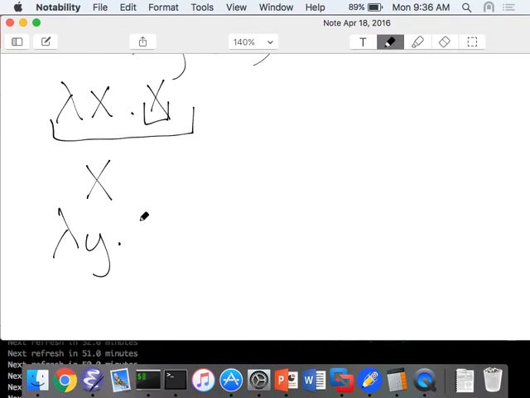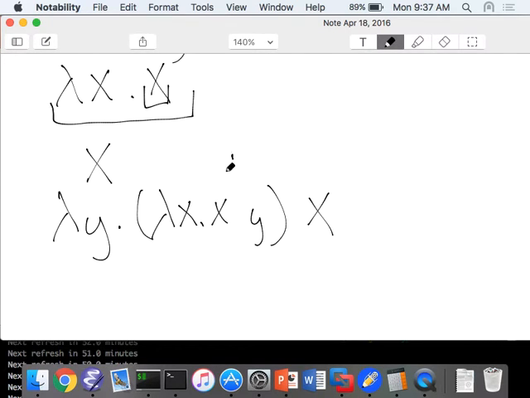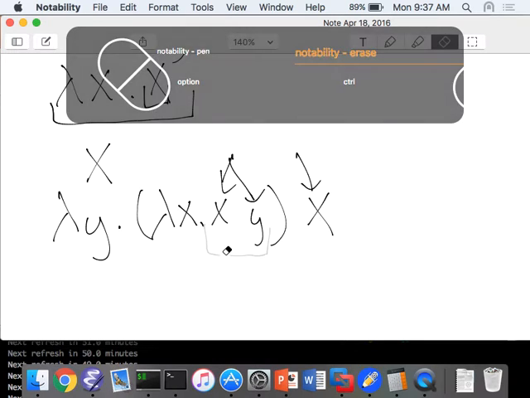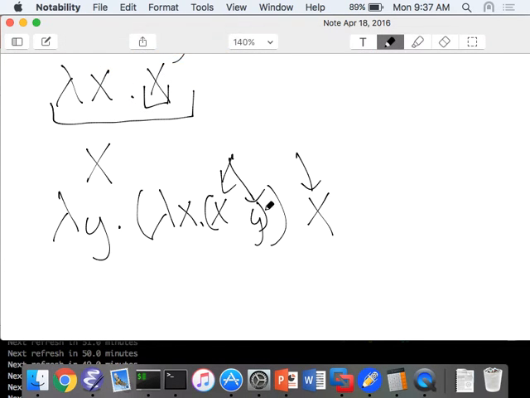So if we looked at lambda y dot, let's see, lambda x dot x, y, x. Is this x a free variable? No, it's bound here. Is this y a free variable? No, because it's bound to this abstraction here. Is this x a free variable? No. I think it's bound to that other thing. Is it? It's not bound to that. What's the body of this abstraction? x y, from the disambiguation rules. Oh, okay. It's not bound then. Exactly. This x is outside, so it's free. Even though x appears in this same expression, this x is a free variable.